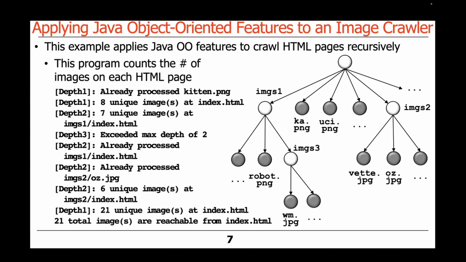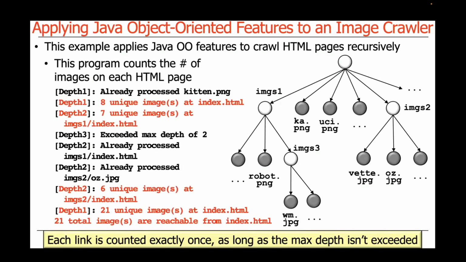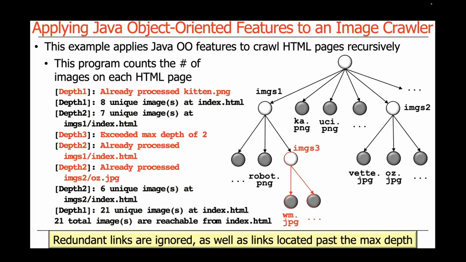The program is going to count the number of images that are available on each HTML page. And it's also, as we'll see, going to give us back some diagnostics if it runs into error conditions. For example, we want to make sure that each link is only counted once. So if there are cycles in our HTML file graph, then we want to ignore things that appear more than once. Each link will only be counted once, and only as long as the max depth is not exceeded. If there are redundant links and redundant paths, they're going to be ignored. We're only going to count them once.